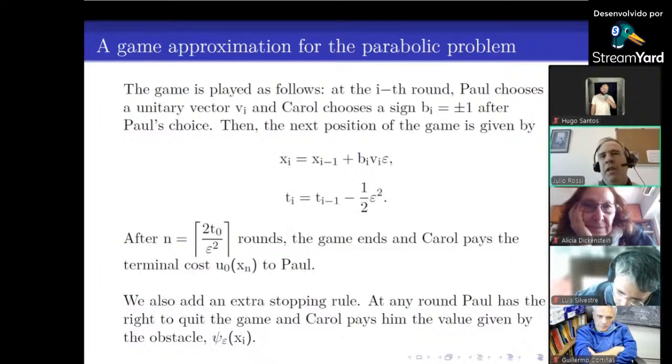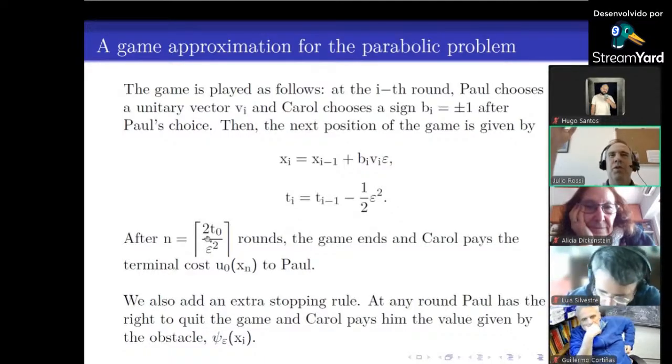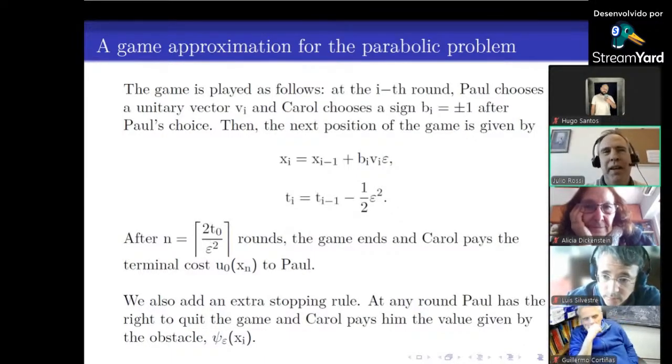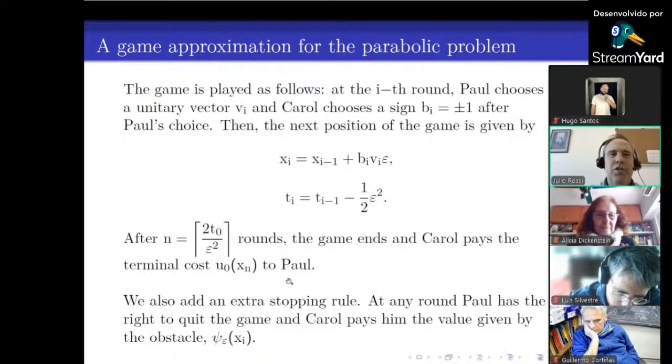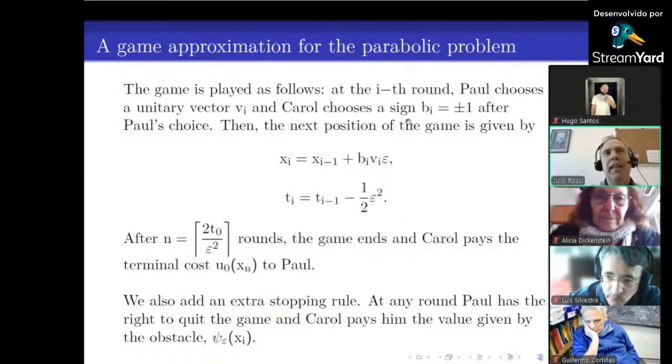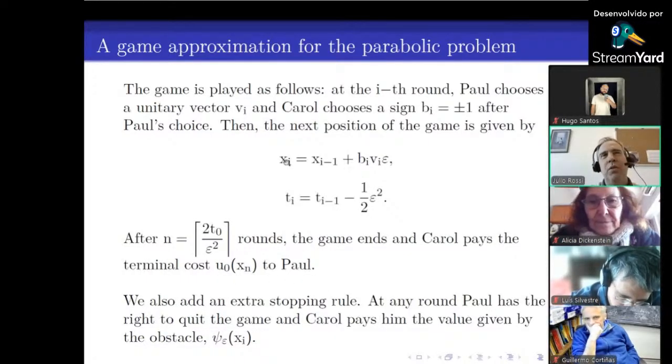and when time ends, so after this amount, the integer part of 2 times t naught over epsilon squared, so when you decrease in time and when time expires, when you reach time t equal to 0 or negative, then you stop the game, and the terminal payoff is given by the function u naught. So Paul wins this amount of money and Carol has to pay this amount of money. If u naught is positive, Paul is getting money, and if u naught is negative, it's Carol who is getting money because the payment for Paul is negative.